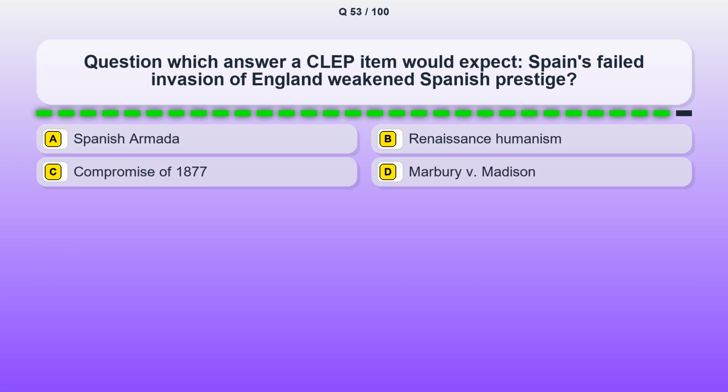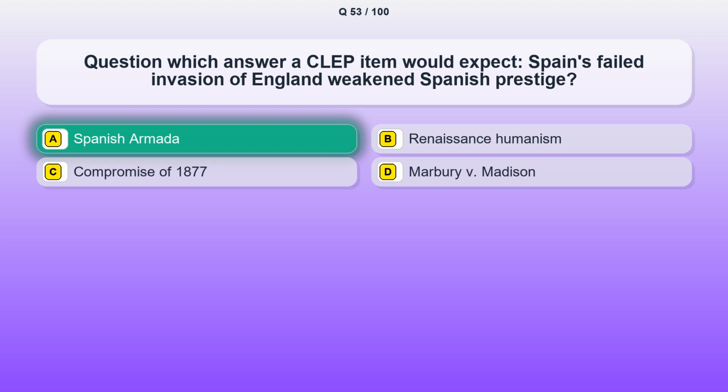Question 53. Which answer would a CLEP item expect for Spain's failed invasion of England weakened Spanish prestige? Option A, Spanish Armada. Option B, Renaissance humanism. Option C, Compromise of 1877. Option D, Marbury v. Madison.